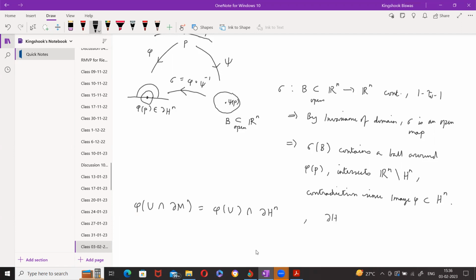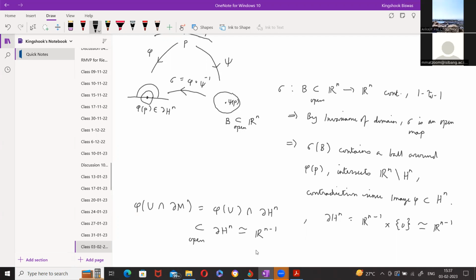And what is boundary Hn? Boundary Hn is Rn minus 1 cross 0, so this is identified with Rn minus 1. So this phi of U intersect boundary Hn is an open subset of boundary Hn, identified with Rn minus 1. So that means that phi restricted to boundary M gives you a homeomorphism with an open set in Rn minus 1.